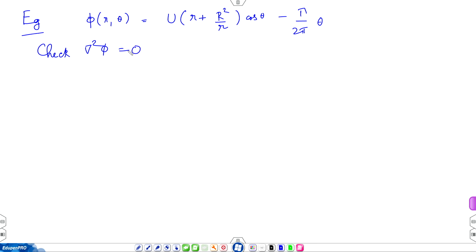The first part is the same as the previous example. We have added a term minus gamma over 2 pi theta. Question is, what does it represent? A quick way of interpreting the potential is to examine the velocity components.